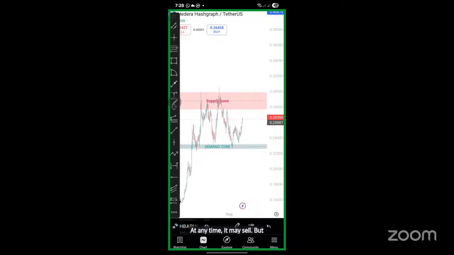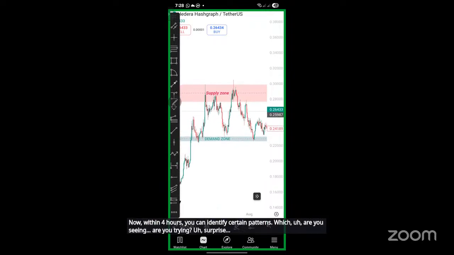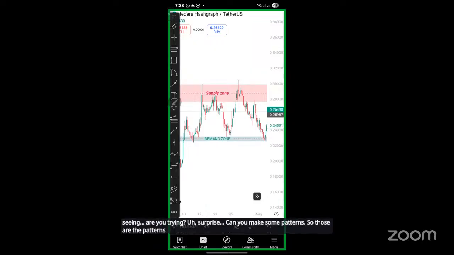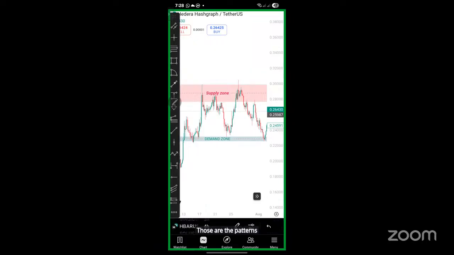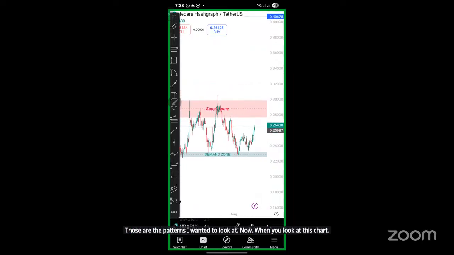But this is 4 hours. Now, within the 4 hours, you can identify certain patterns. So price can make some patterns, and those are the patterns we are going to look at. Now, when you look at this chart, there is no clear pattern. Those patterns we are going to learn more in the next lessons. So this is my supply, this is my demand zone.